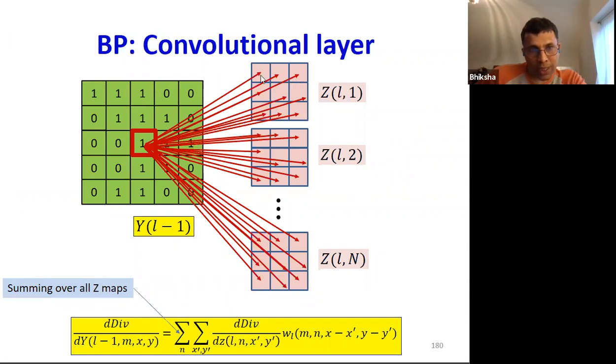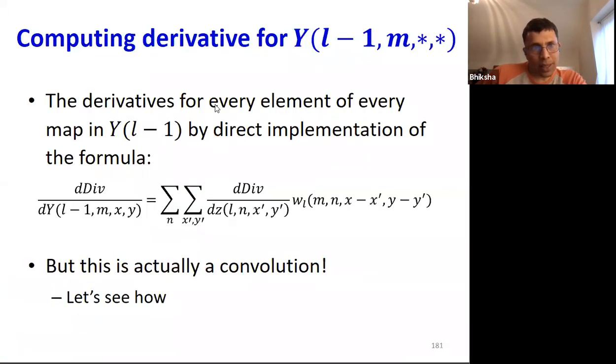So because we know that this guy contributes to, influences all of the affine maps at the next layer, after having computed this term for each of these individual maps, I'm also going to be summing over all of the affine maps. And so this here is the function that you can simply implement to compute the derivative for yxy, given the derivatives for every element of every affine map in the next layer.